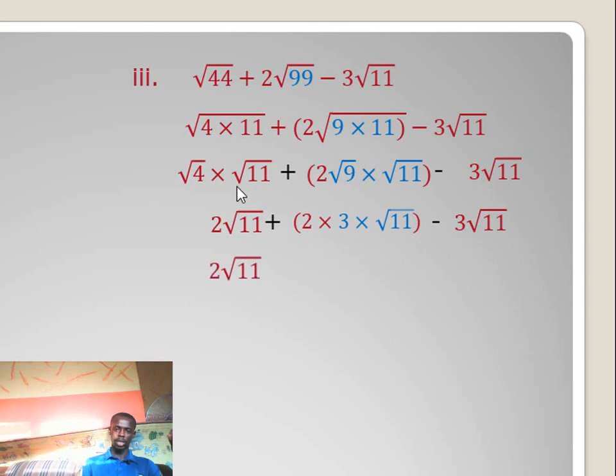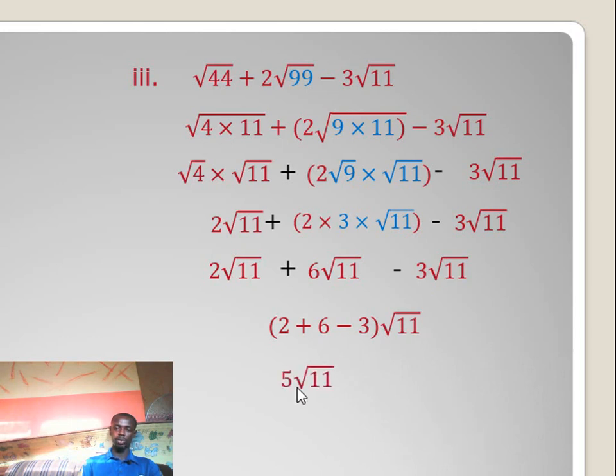Okay, now finally I'm still having 2 root 11 plus 2 multiplied by 3, that's 6. Now I can multiply, that's 6 root 11, then minus 3 root 11. So I'm having 3 terms that have root 11 in common. So the normal factorization, that's going to be 2 plus 6 minus 3 all into root 11. I've just factorized. So when I simplify my brackets, I will have 5 root 11. I hope that is understood.